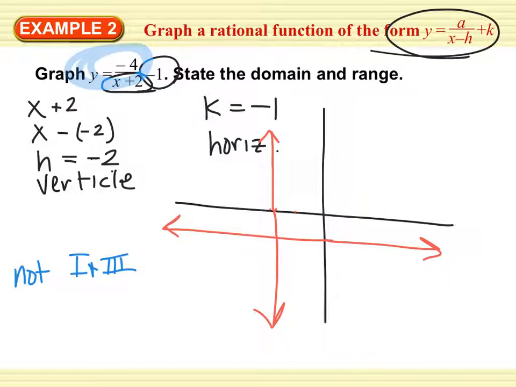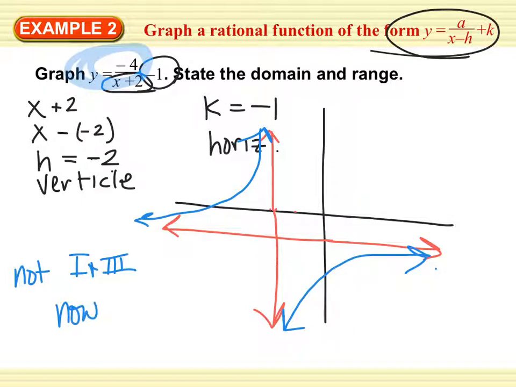That negative 1 reflects things. So you can plot some points and know that the branches of the hyperbola are in quadrants 2 and 4. And that's because of the negative in front of the 4 in the problem. That negative 4 right there reflects things. Notice we didn't actually plot any points, and that's okay.